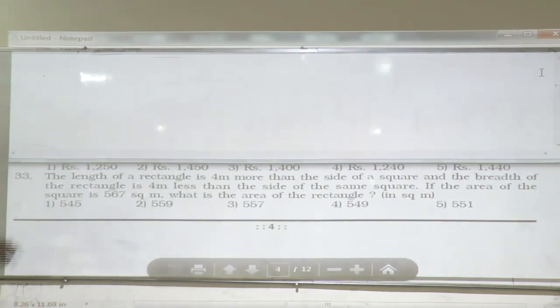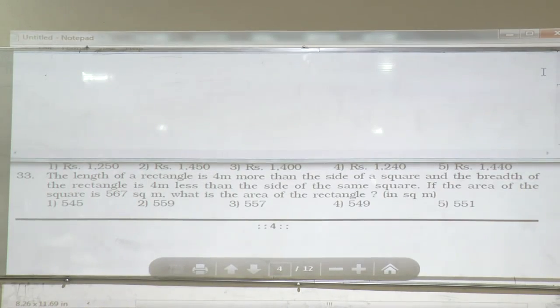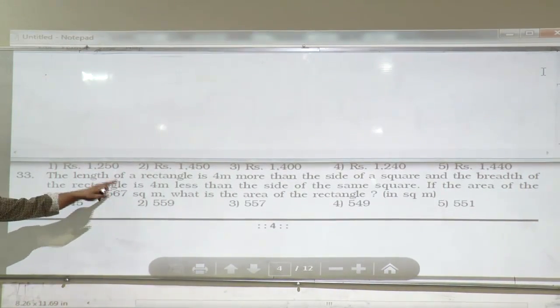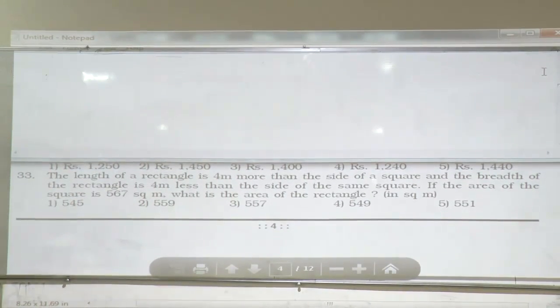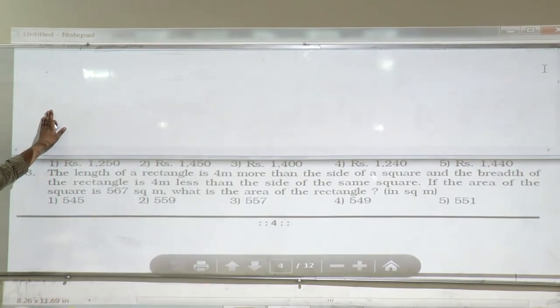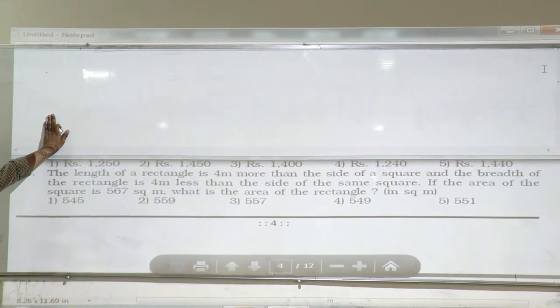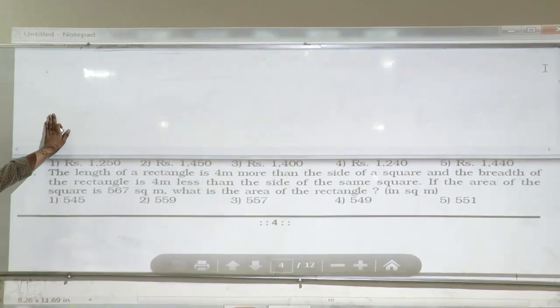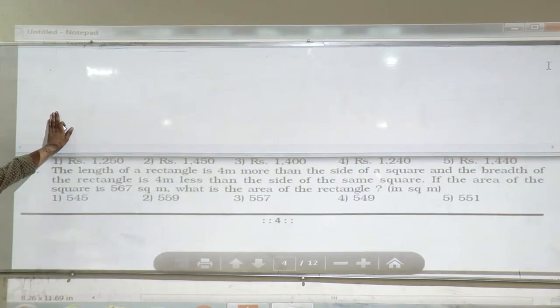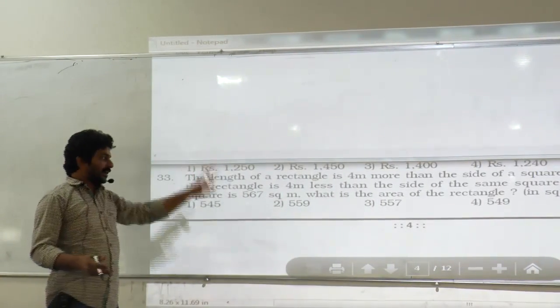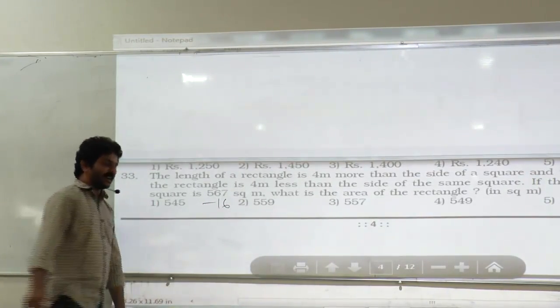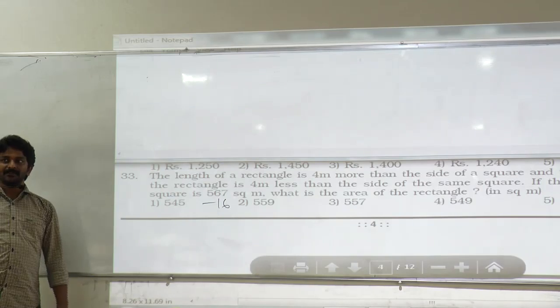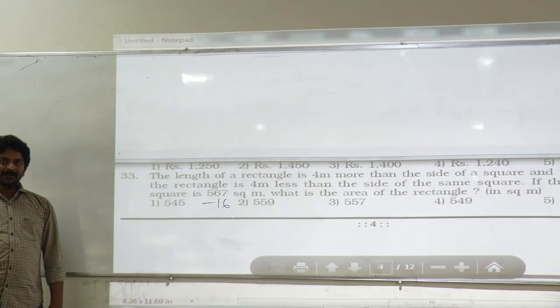33. The length of a rectangle is 4 meters more than the side of the square, and the breadth of the rectangle is 4 meters less than the side of the square. If the area of the square is 567, what is the area of the rectangle? See, if you take the side of the square as A, length of the rectangle is A plus 4 and breadth is A minus 4. You're asked about area. A plus 4 into A minus 4, that is A square minus 4 square. A square is given as 567 and 4 square is 16. Subtract 16 from 567, the answer is 551.